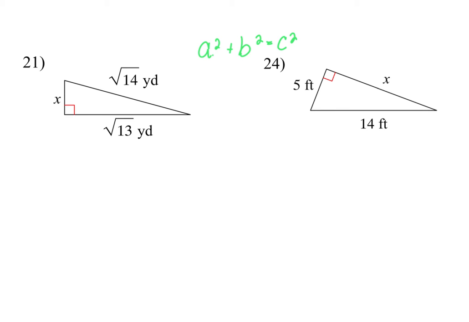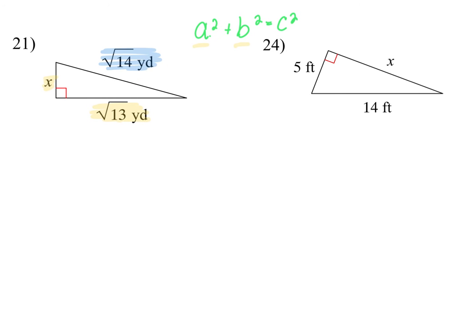It does not matter what A and B are as far as order, as long as they are the legs. So A and B are going to be your legs. Your C is always your hypotenuse, always your hypotenuse. So pay attention as to what they have given you so that you set it up correctly. So x squared plus the square root of 13 squared equals the square root of 14 squared.